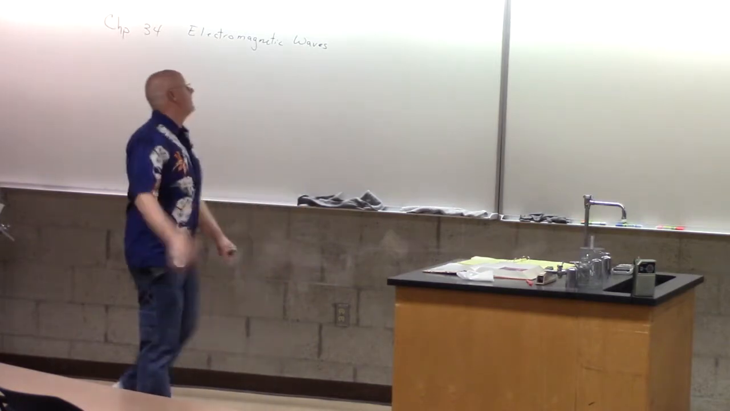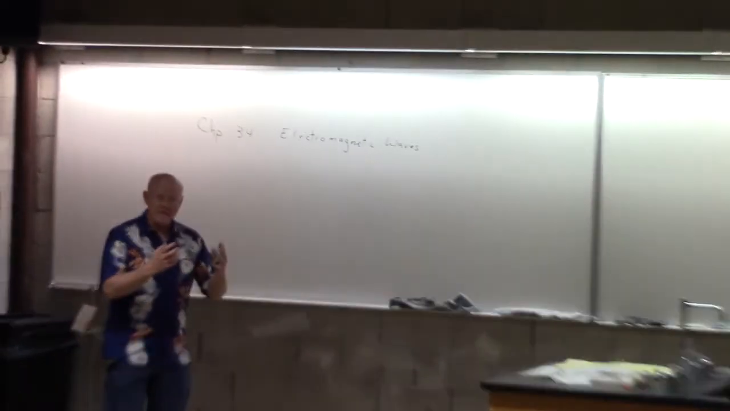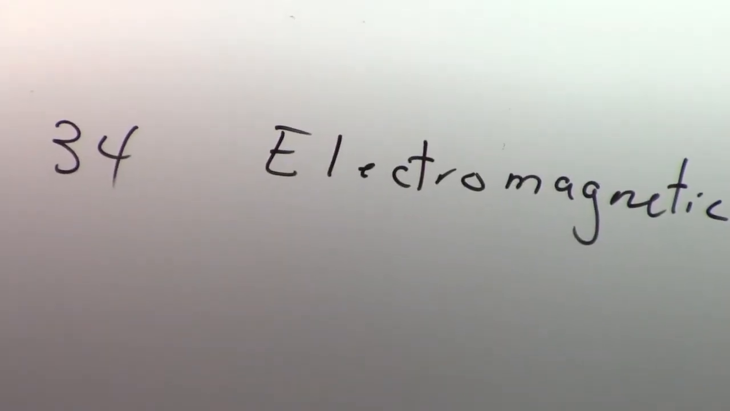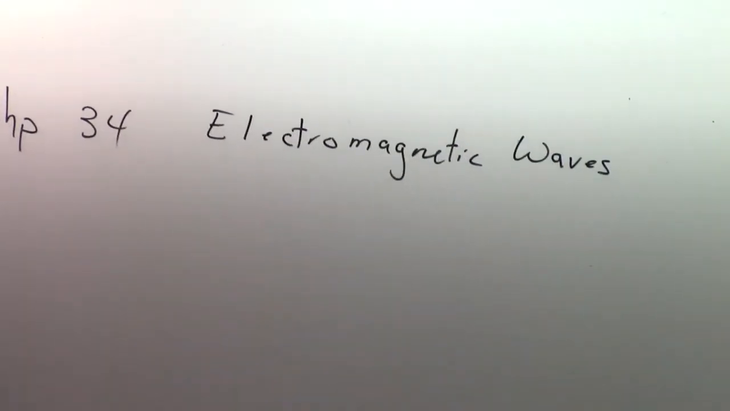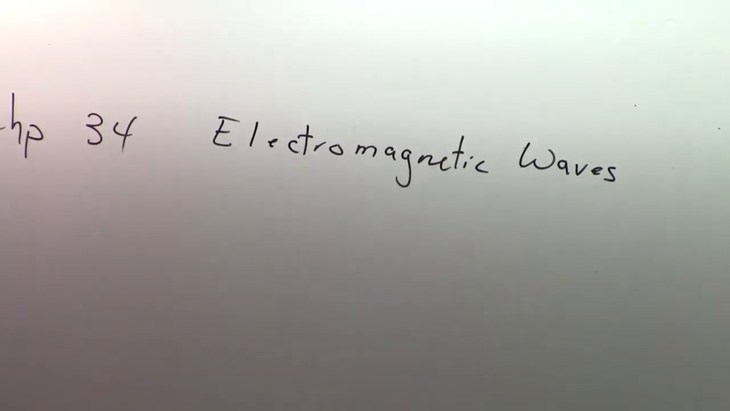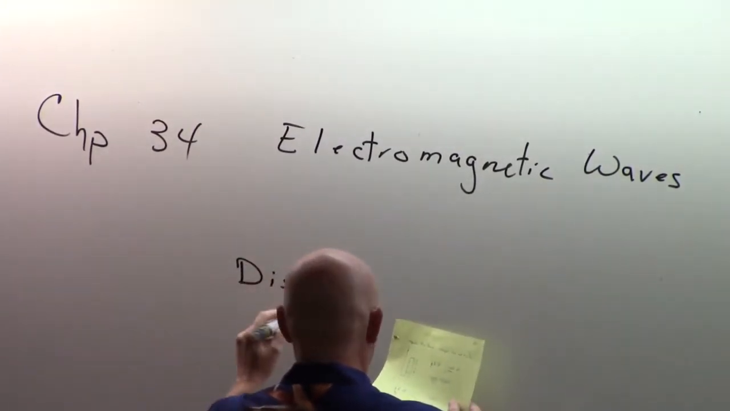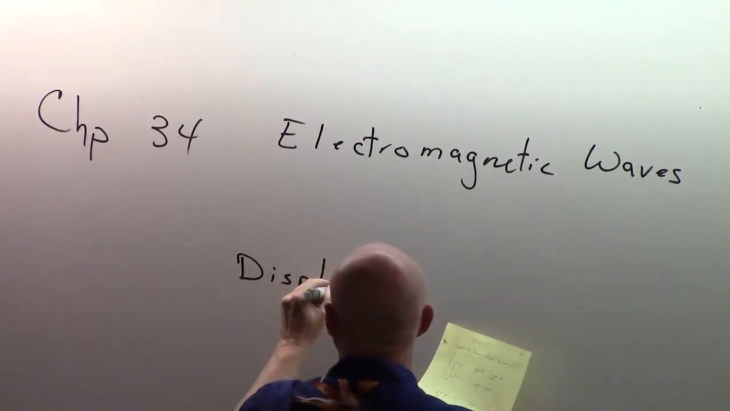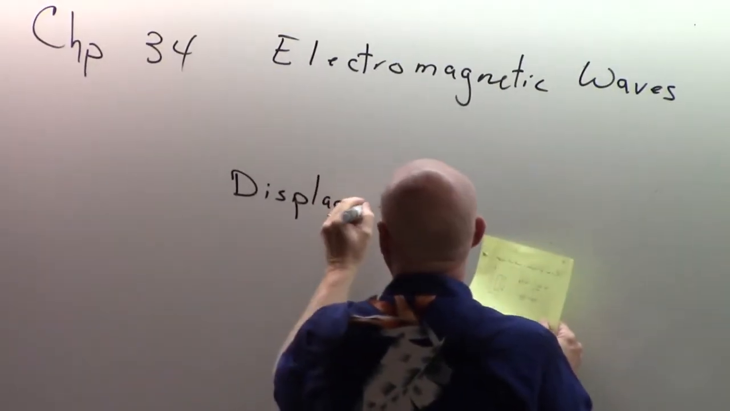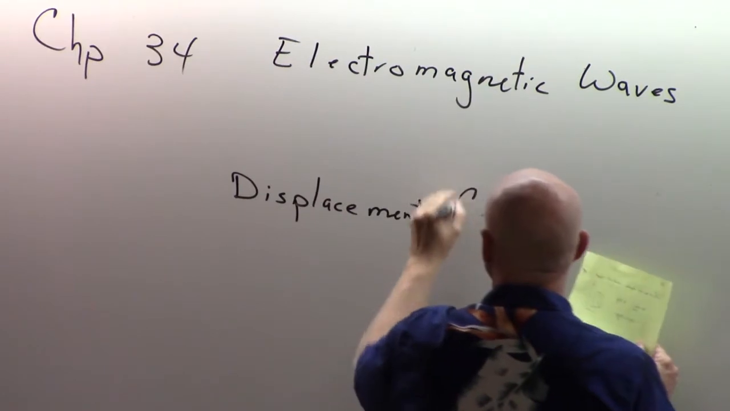So I put the title on the board. It's called Electromagnetic Waves. You'll see why it's titled that real soon here. But let's look at the first section of the book. The first section of the book and the new piece of physics is referred to as displacement current.